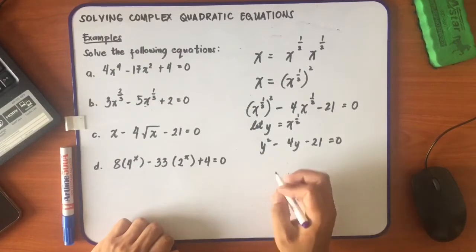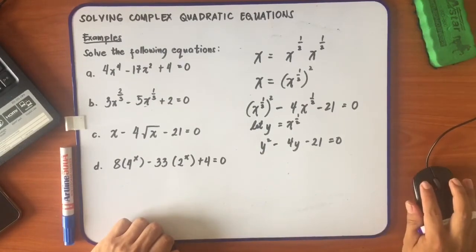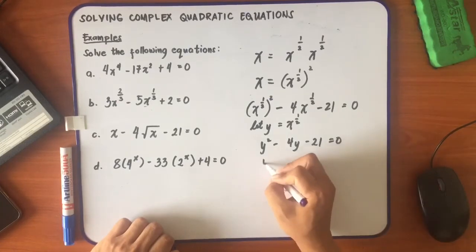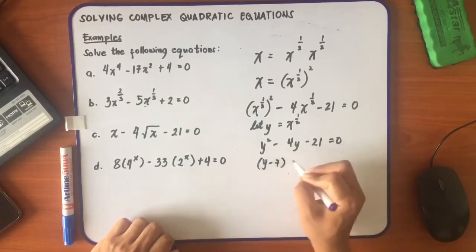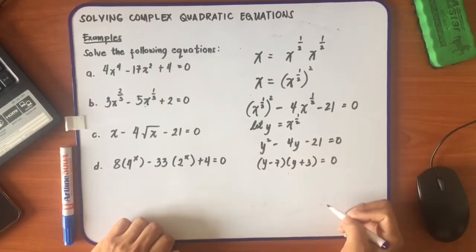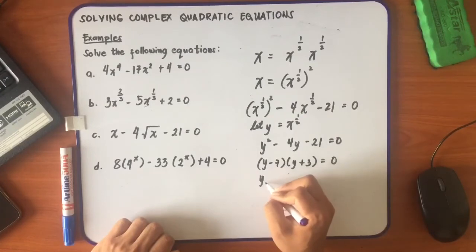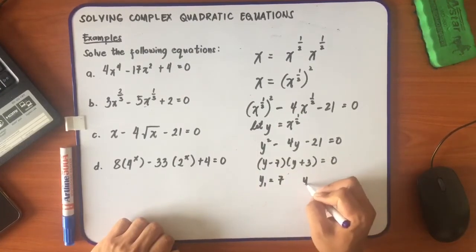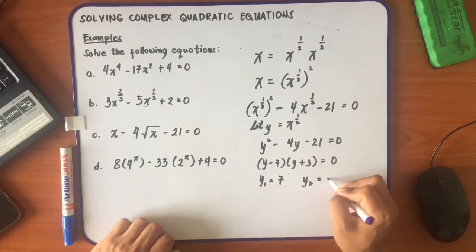Coming into that, let's get into the factorization. The factors are y minus 7 and y plus 3. So therefore I have two solutions: y1 is equal to 7 and y2 is equal to negative 3.